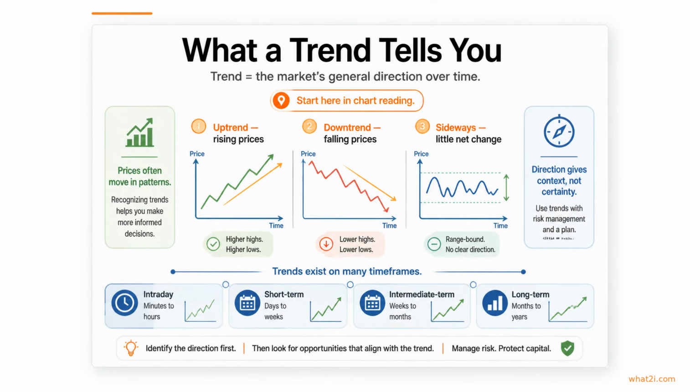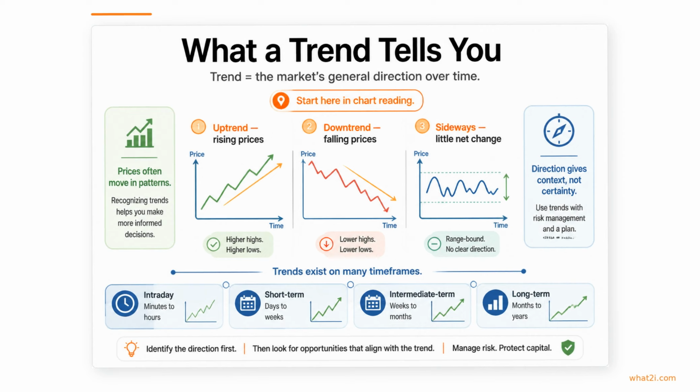Section 2. Trends. A trend is simply the market's general direction over time, and it is one of the first things to identify when reading a chart. Prices can rise, fall, or move sideways, and each condition creates a different set of expectations. If you know the trend, you have a basic framework for judging whether a move fits the bigger picture or pushes against it. Many traders prefer to align with the trend because it can improve the odds compared with fighting it. At the same time, trends exist on many time frames, so the answer depends on whether you are looking at an intraday chart, a daily chart, or a weekly chart. Trend does not guarantee what comes next, but it gives your analysis direction.